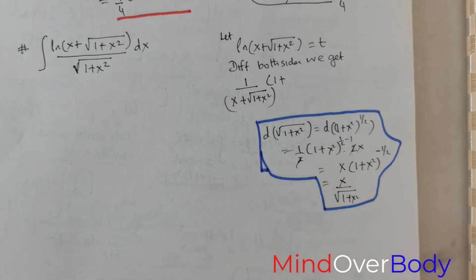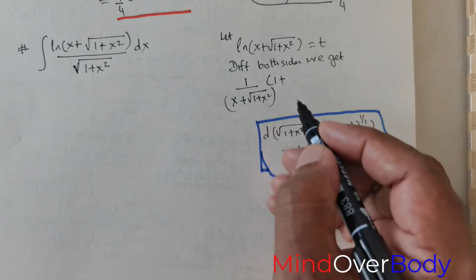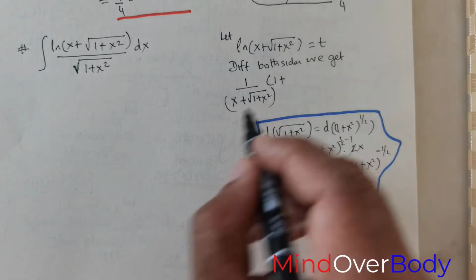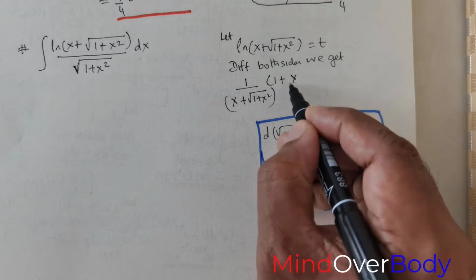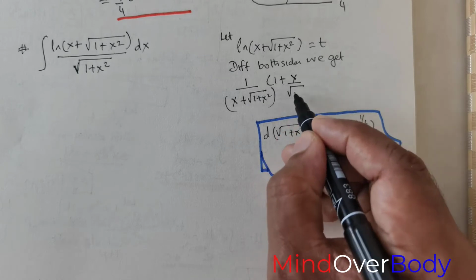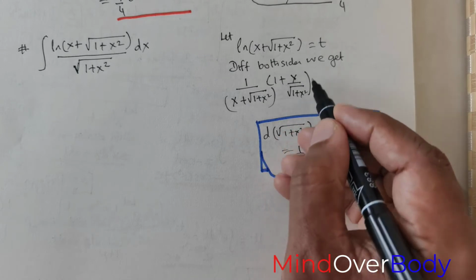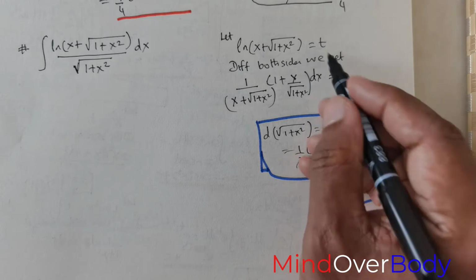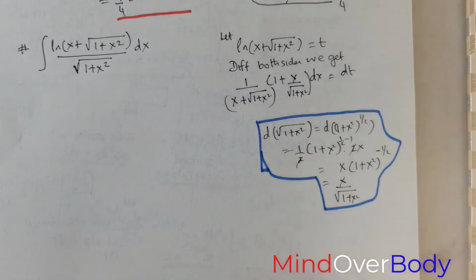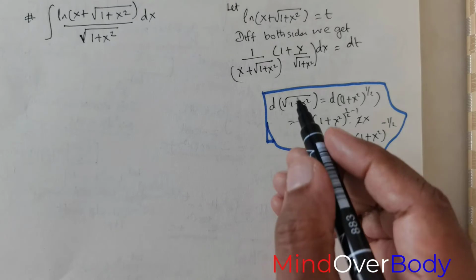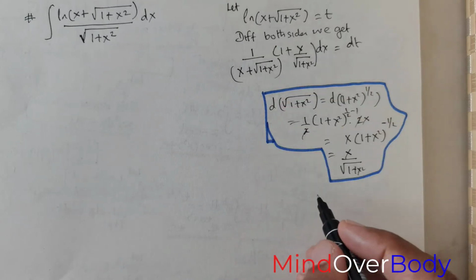Okay, so that is exactly what I need to write here. Differentiation of this entire component would give me x over root of 1 plus x squared times the differential operator dx. Differentiation of t is going to be dt. Now I can simplify this using the LCM technique.